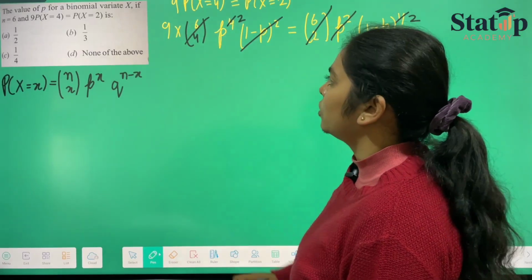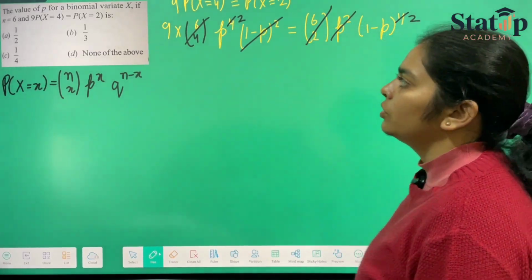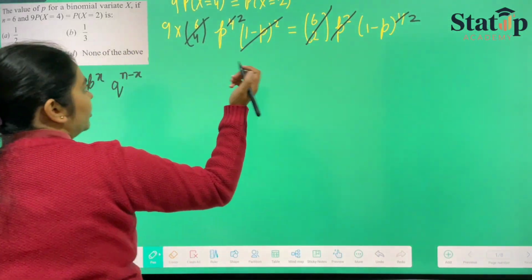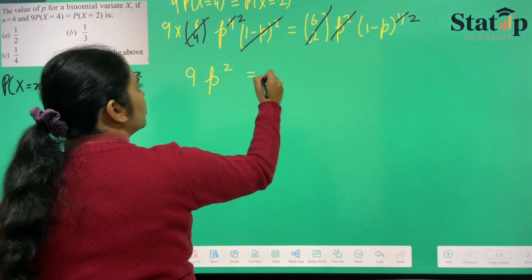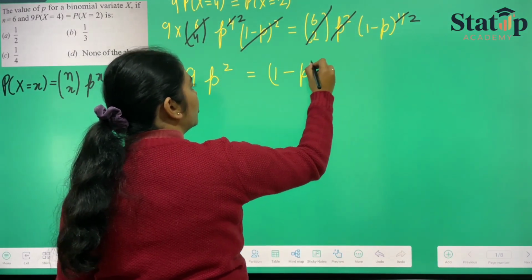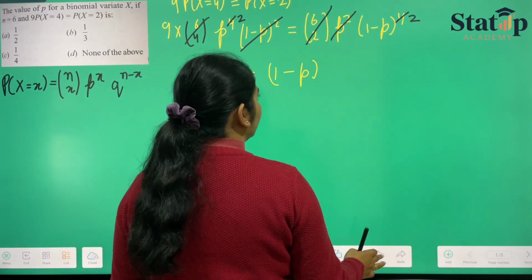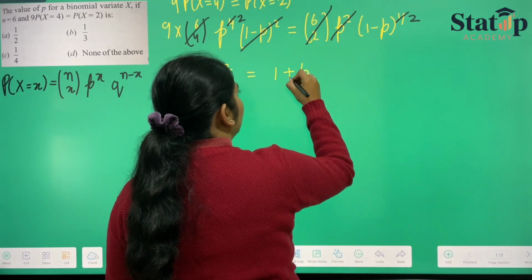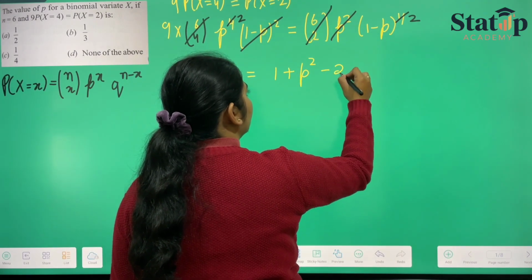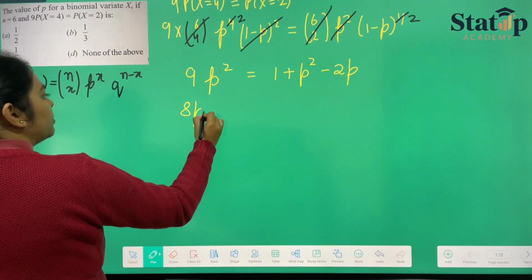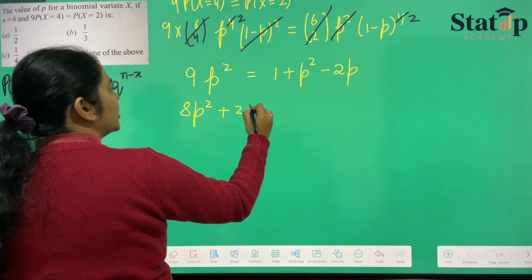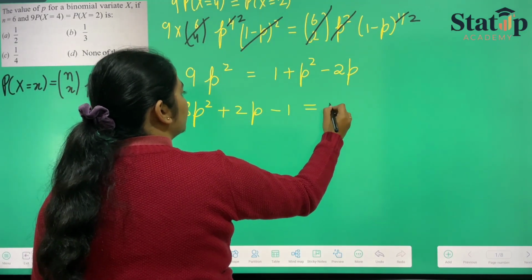6C2 and 6C4 also get cancelled. You can calculate it on your own, they will be cancelled. So 9p square is equals to 1 minus p whole square. Instead of writing 1 minus p whole square, I am writing 1 plus p square minus 2p. Taking all of them on one side, they will be 8p square plus 2p minus 1 is equals to 0.